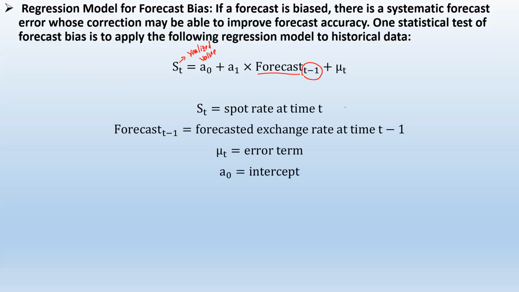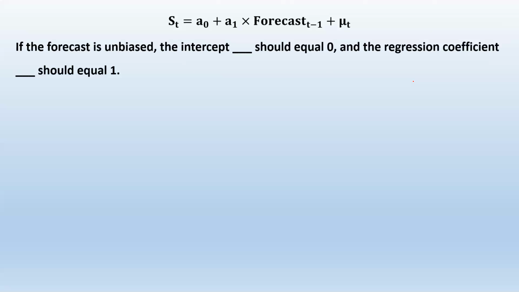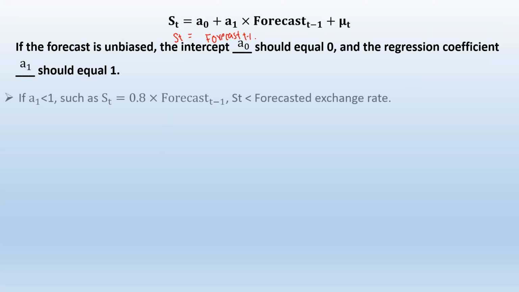And this mu T again is an error term, and we assume that the average mu T equals 0. A0 is the intercept, a constant, and A1 is a regression coefficient. If the forecast is unbiased, the intercept should be equal to 0, because ST should exactly equal the forecast value. So A0 should equal 0, and the regression coefficient A1 should equal 1.